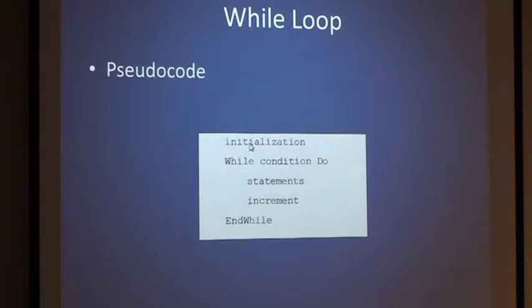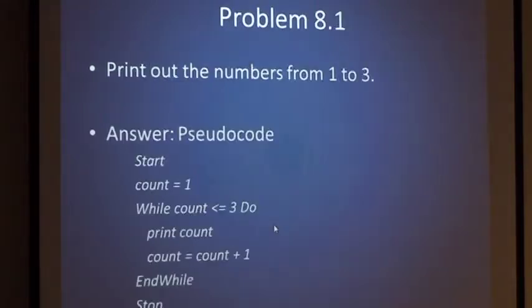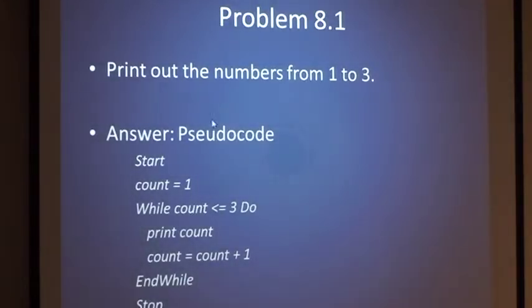So this is what pseudocode looks like, initialization, otherwise the while loop may not start. While Boolean condition do any number of statements and increment. So let's get to the example. Suppose you want to print all the numbers 1 to 3, that's all. Does this make sense? This is a pseudocode.